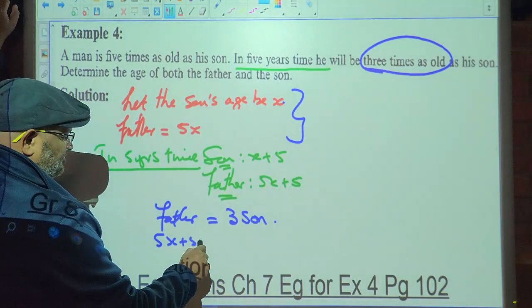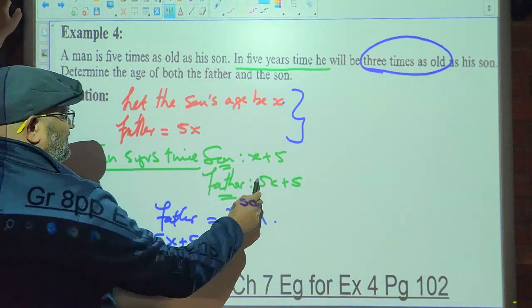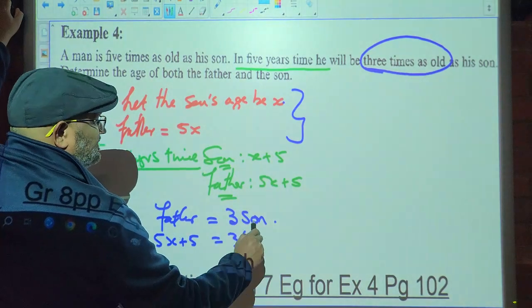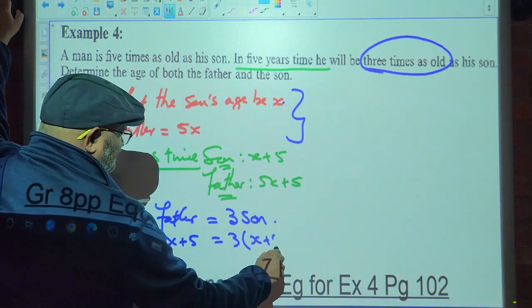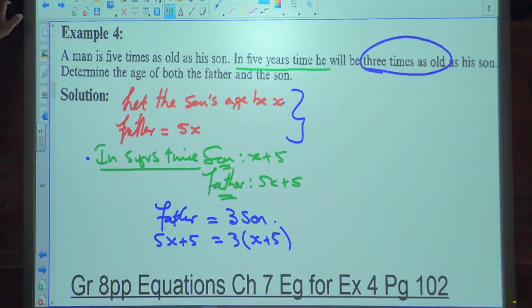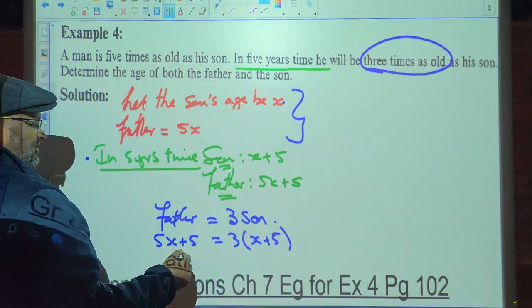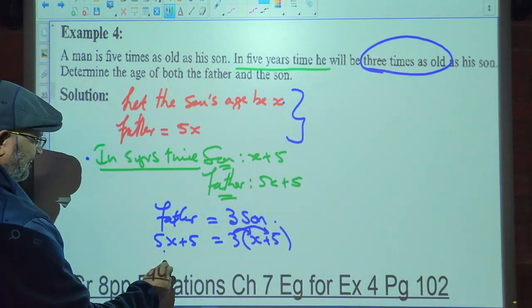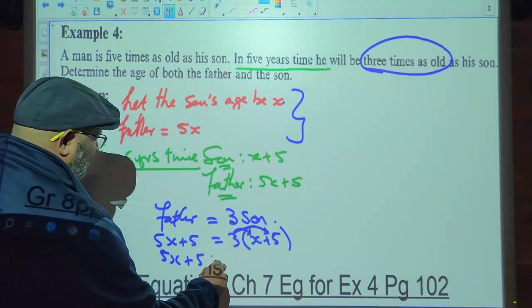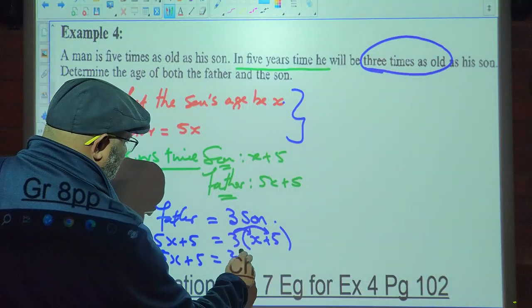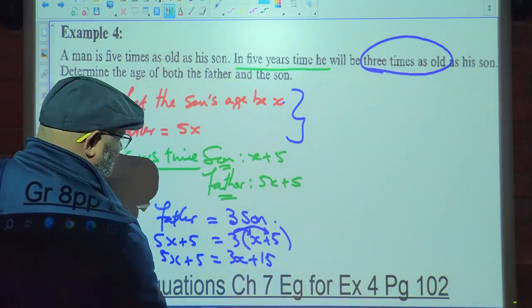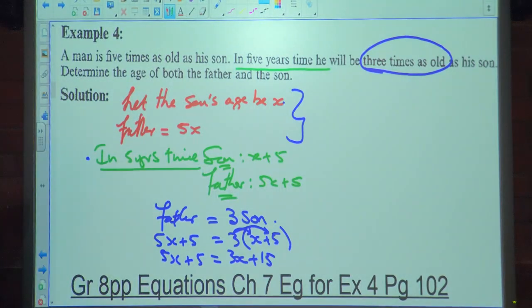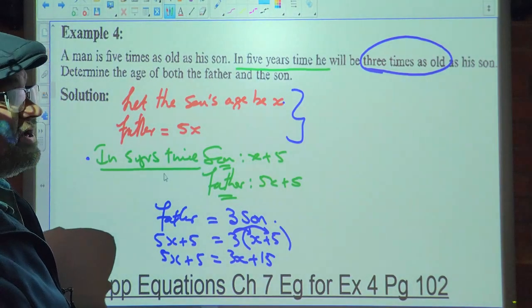5x plus 5. How old is the son in 5 years' time? x plus 5. So what do you notice here? I put it in a bracket. Why? So I must multiply the 3 by both terms. So you multiply in. I get 5x plus 5 is equal to 3 times x, which is 3x plus 15. Right, we're getting rid of the bracket, so it must be multiplied out here.